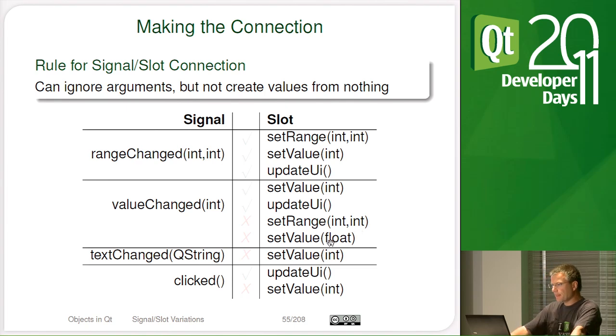Okay, so how can we make a connection with different parameter types? So when we have a range change with two parameters of type int, of course we can connect a slot with two parameters of type int. We can also connect a set value slot which only has one int. So this int will be connected to this, and this second parameter is just discarded, not used. And the third way is that you don't have any parameters within the slot. Then the two ints in your signal will just be ignored.